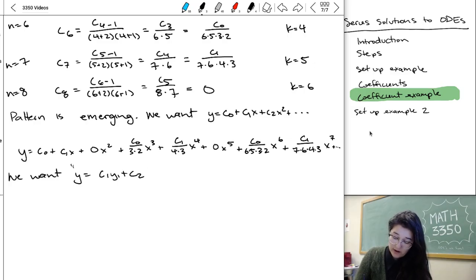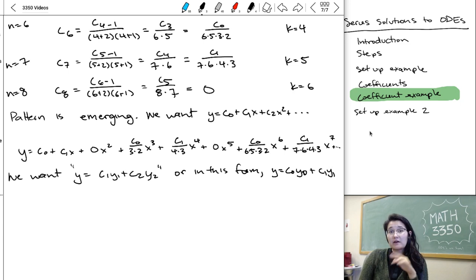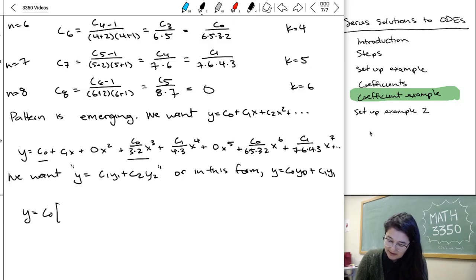So usually what we want is to have C1 y1 plus C2 y2 for 2 unknown constants and 2 fundamental solutions. Or in this form, we're going to have y equal to C0 y0 plus C1 y1 because our 2 unknown constants are C0, C1. That's going to give us C0 times, and I'm just going to pull out my C0 type terms. So I've got 1 plus 1 over 3 times 2x cubed. I'm just ignoring the C0 because it's multiplied out front by everything.